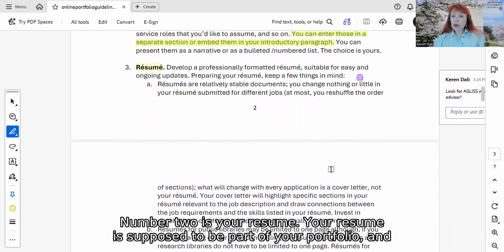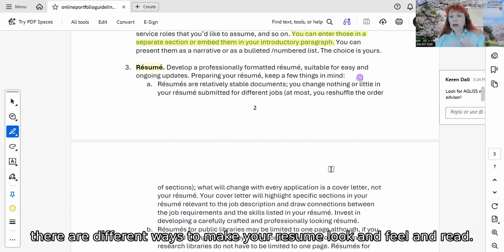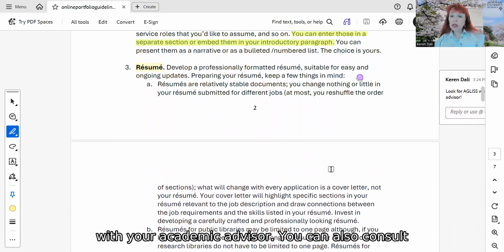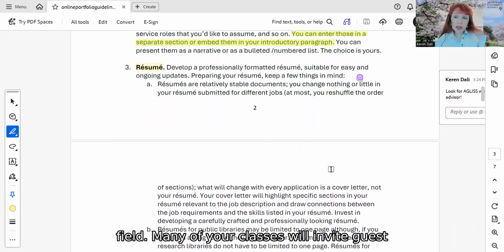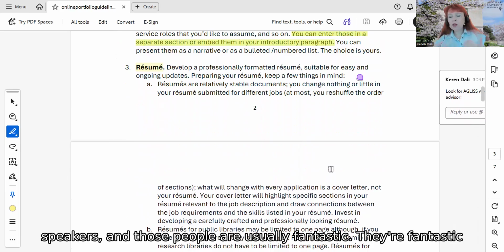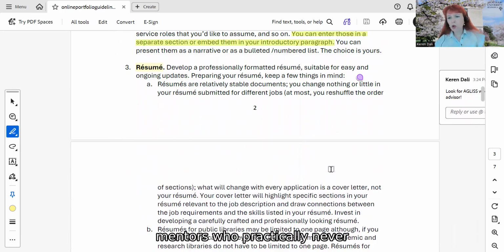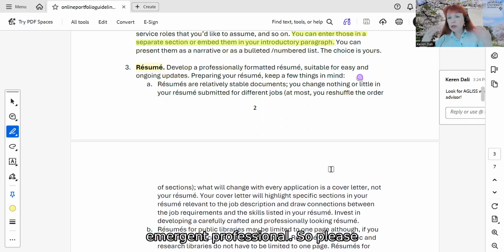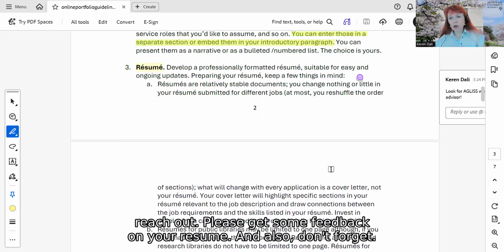Number 2 is your resume. Your resume is supposed to be part of your portfolio, and there are different ways to make your resume look and feel and read professional. First of all, you can consult with your academic advisor. You can also consult with the practicing professionals in the field. Many of your classes will invite guest speakers, and those people are usually fantastic. They're fantastic mentors who practically never decline to look over somebody else's resume, especially an emergent professional. So please reach out. Please get some feedback on your resume.